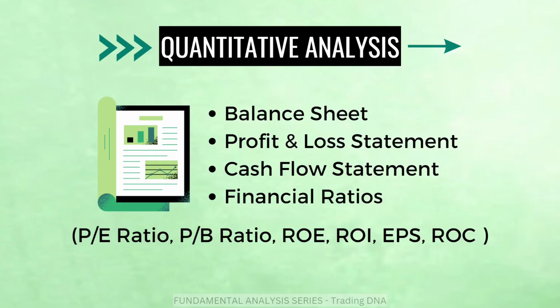This quantitative analysis includes the company's balance sheet, profit and loss statement, cash flow statement, and financial ratios. Some of the financial ratios are PE ratio, PB ratio, ROE, that is return on equity, return on investment, ROI, EPS and ROC, etc. There are many other financial ratios that are available in the company's annual report.